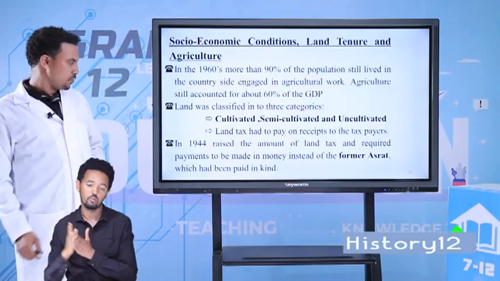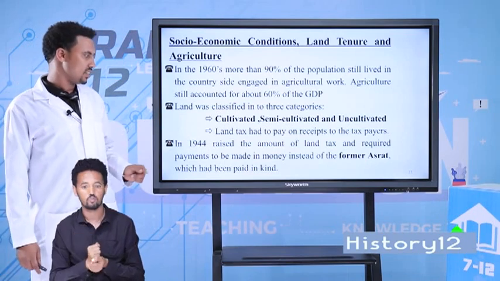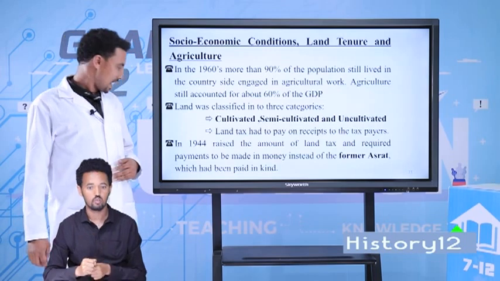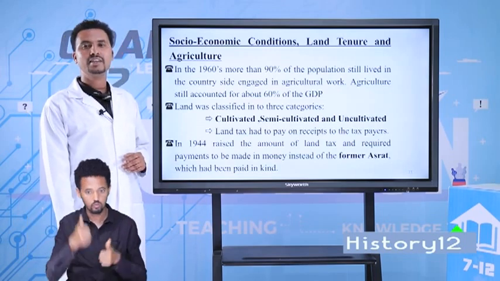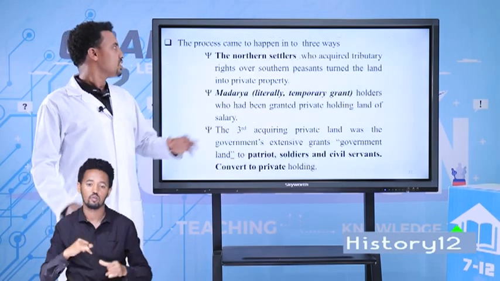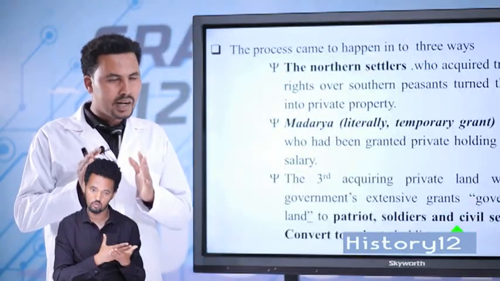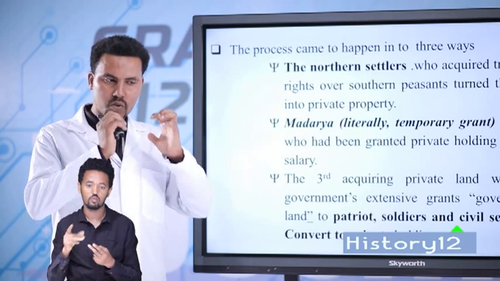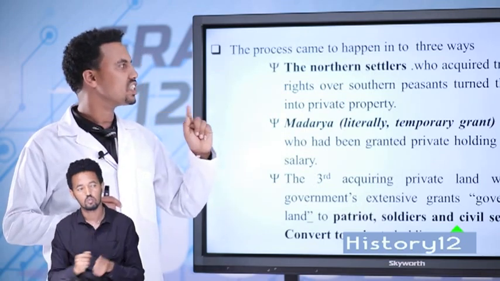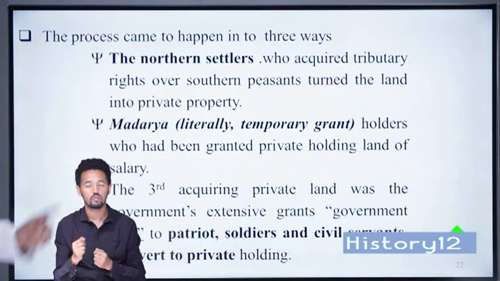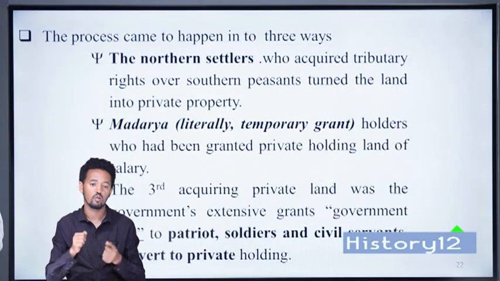By 1944, the amount of land tax was raised and payment was required to be made in money instead of the former asrat, which was being paid in kind. The process came in 3 ways to collect a tax from the society. The first one, the northern settlers, who acquired tributary right over the southern peasant, turned the land into private property.